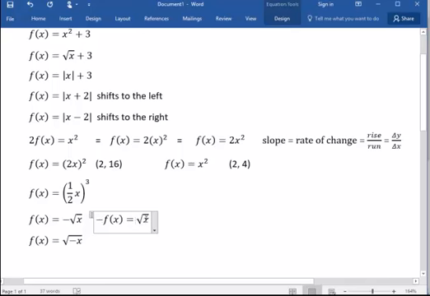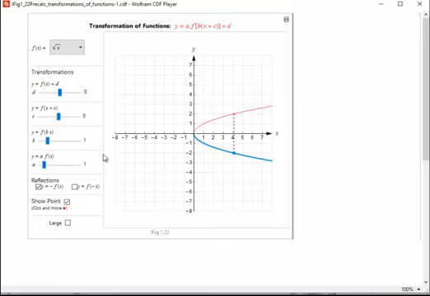So the negative is not inside that square root. It's on the y value itself, and that's why it's changing the y values. Adding the negative to the x is going to have the impact of changing the x. The x itself is being made negative, so it goes from a positive 4 all the way to a negative 4. So once again, that makes a difference as far as how you see it.